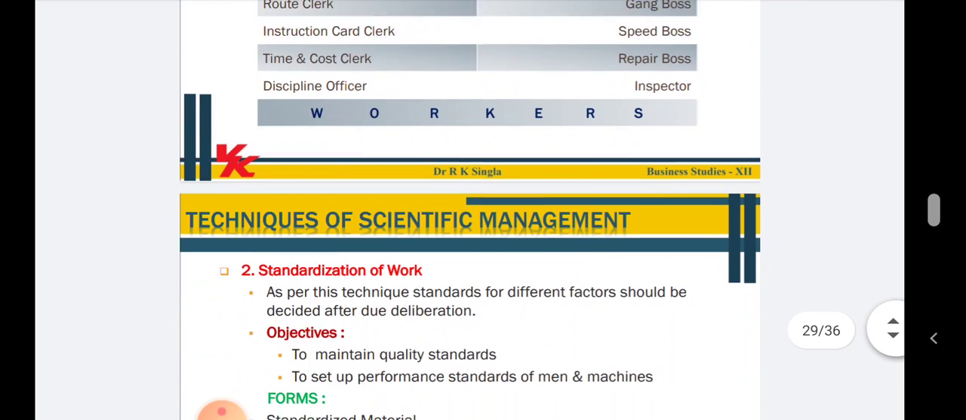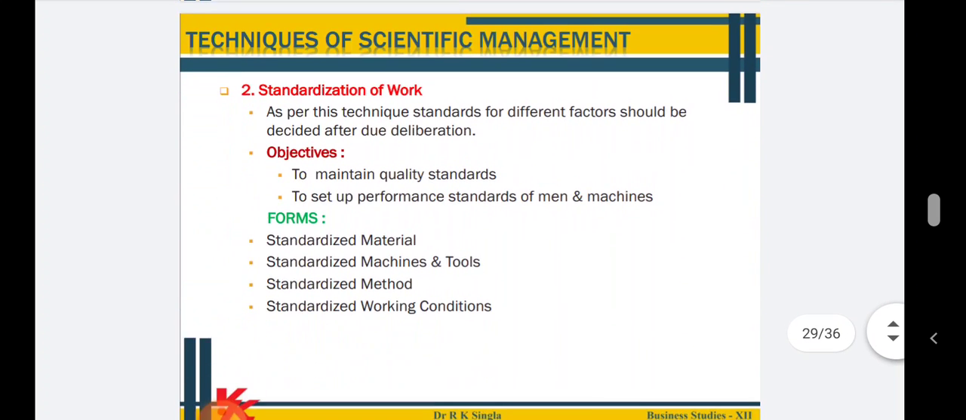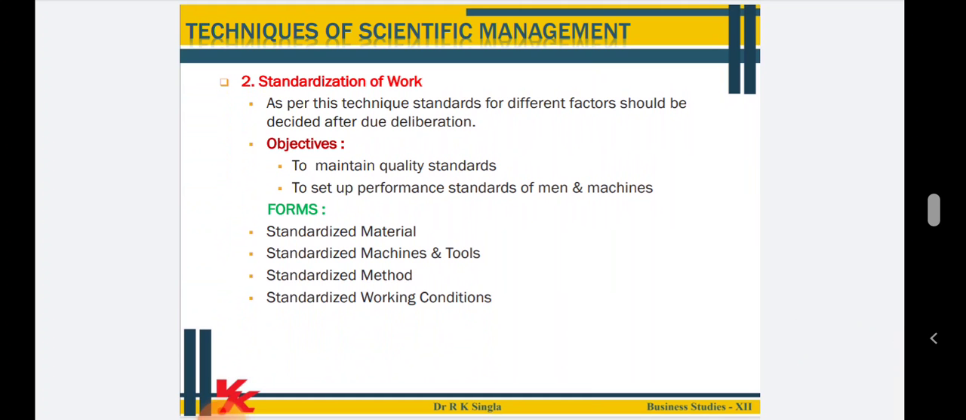The second technique is standardization of work. As per this technique, standards for different factors should be decided after due deliberation, that there should be a standard for men as well as material. यानी कि हर एक चीज़ के लिए स्टैंडर्ड होना चाहिए. As per this technique, standards for different factors should be decided after due deliberation.